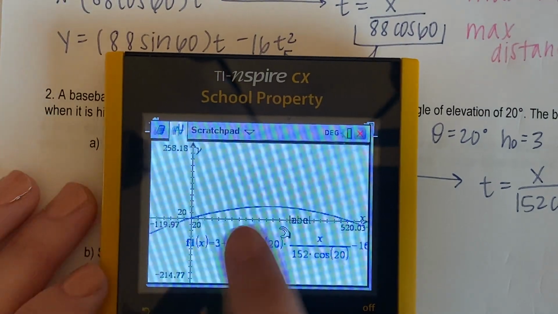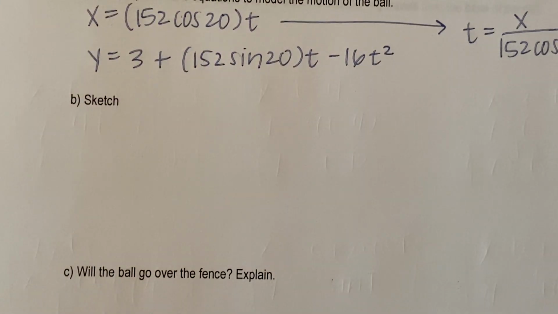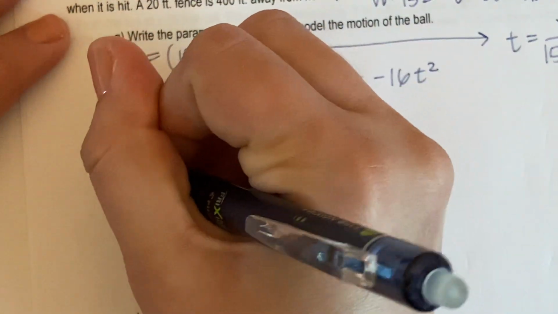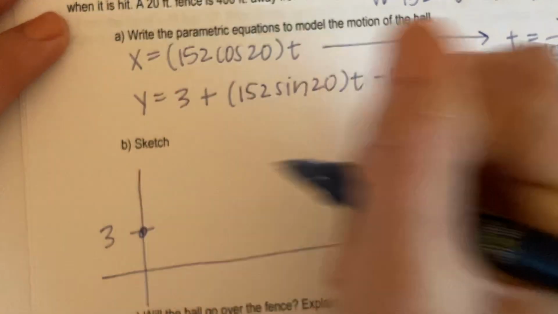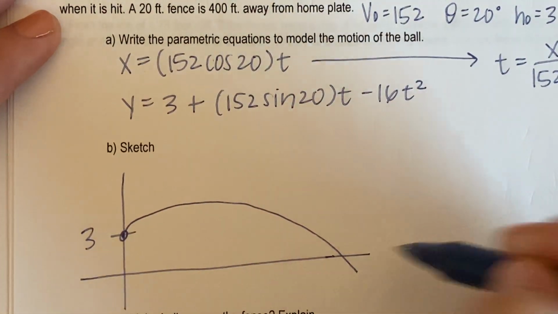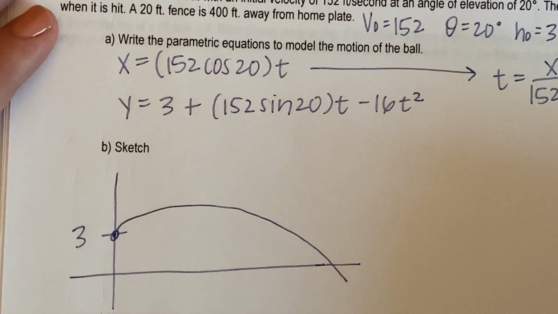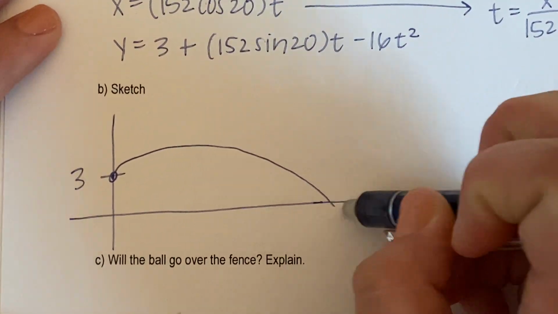Okay, so now I feel like I can see everything. So we're gonna sketch what the graph looks like. So I'm starting at 3 feet, and then you hit the wall. Yay. Okay, well, I guess the ball doesn't go underground. We'll erase this.